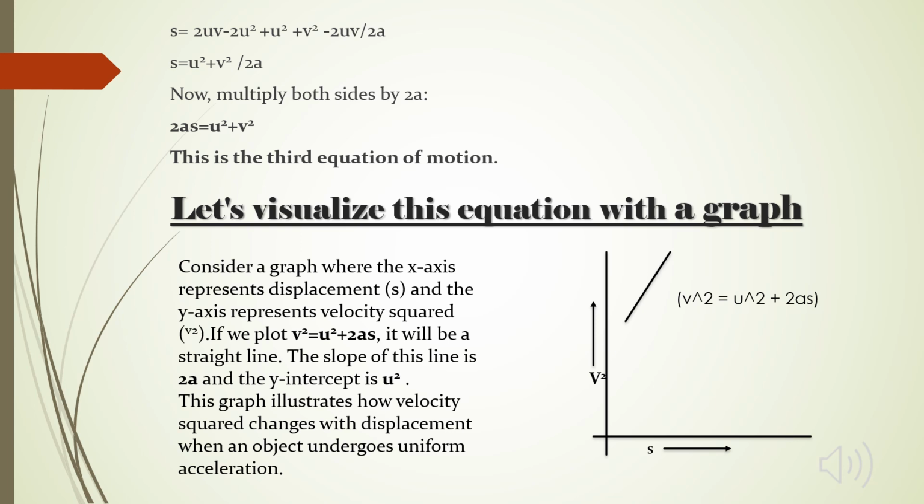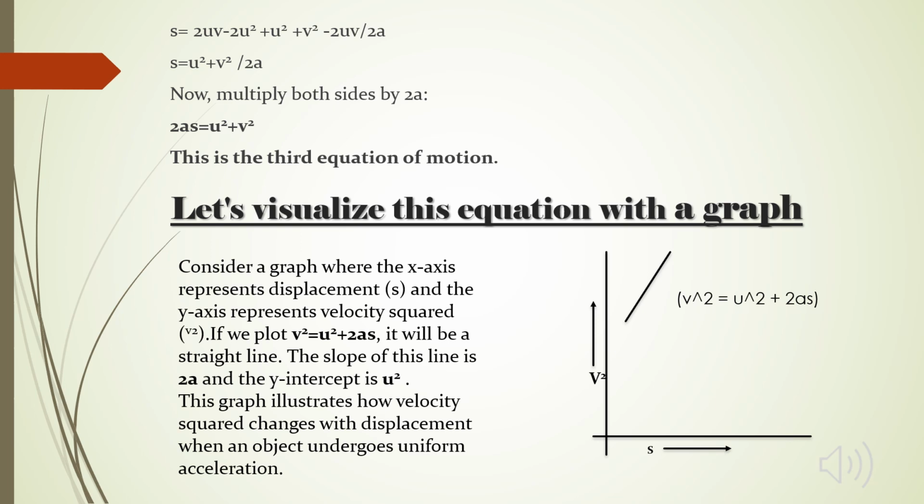plus (1/2)a((v - u)/a)². Simplifying this expression, we get s = (uv - u²)/a + (1/2)(v² + u² - 2uv)/a. Now let's simplify further. By simplifying further, we get s = (2uv - 2u² + u² + v² - 2uv)/2a. By simplification, we get 2as = v² - u². This is the third equation of motion.